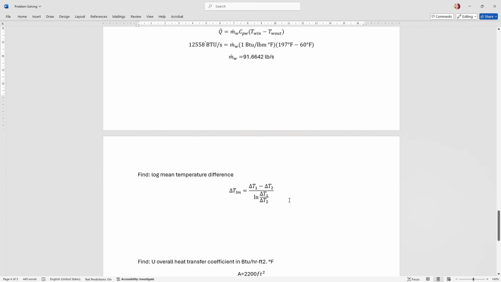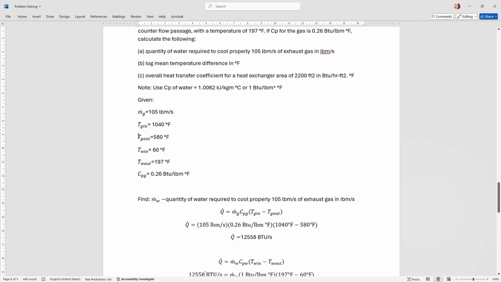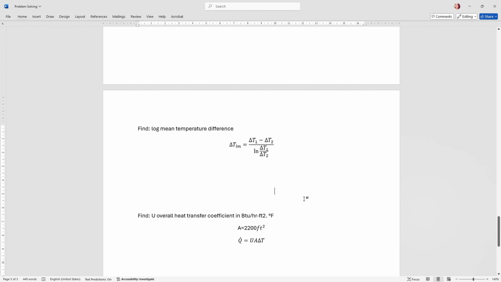Ang pangalawang hinahanap is LMTD, log mean temperature difference. Since given naman lahat ang mga temperature, substitute lang din. 1040 minus 197, 580 minus 60, and ln ng delta T1 tsaka delta T2. Final answer is 668.5458 degree Fahrenheit.